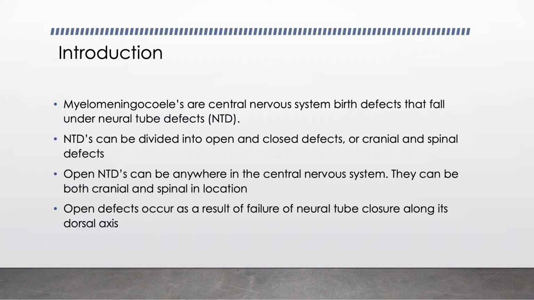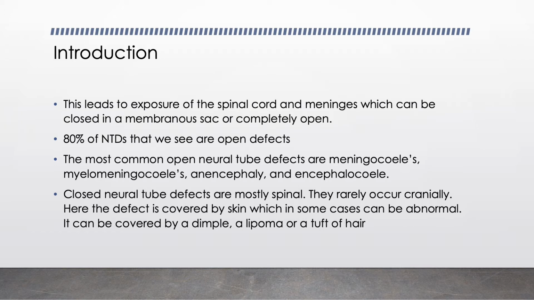So myelomeningoceles are central nervous system birth defects that fall under neural tube defects. Neural tube defects can be divided into open and closed defects, and into cranial and spinal defects in terms of location. Open neural tube defects can be found anywhere on the central nervous system. They can be both cranial and spinal in location. Open defects can occur as a result of failure of neural tube closure along its dorsal axis. This leads to exposure of the spinal cord and its meninges.